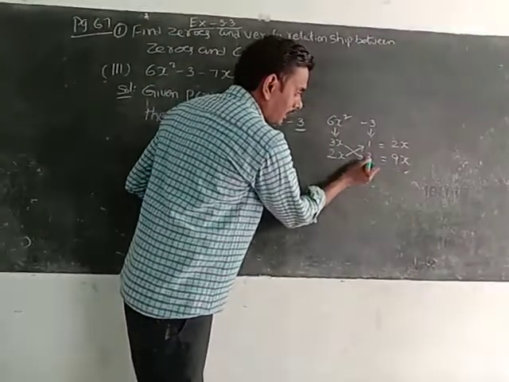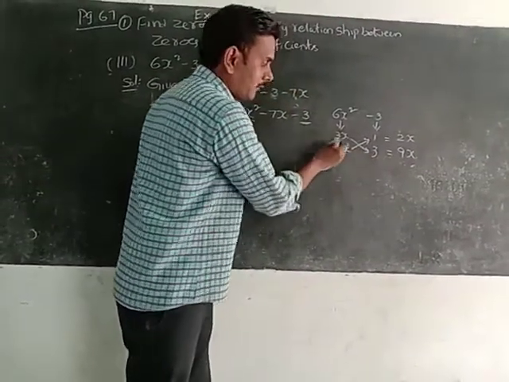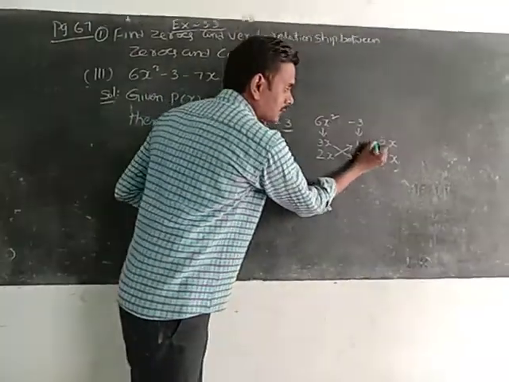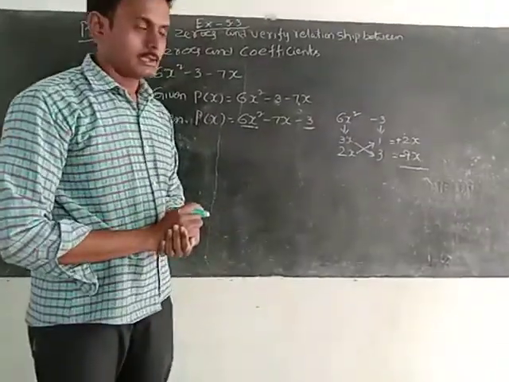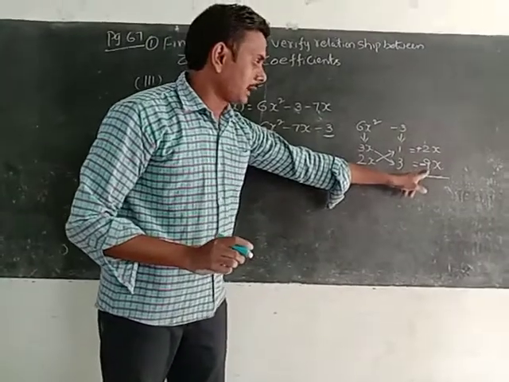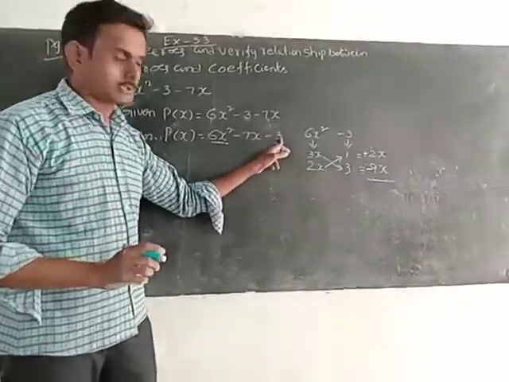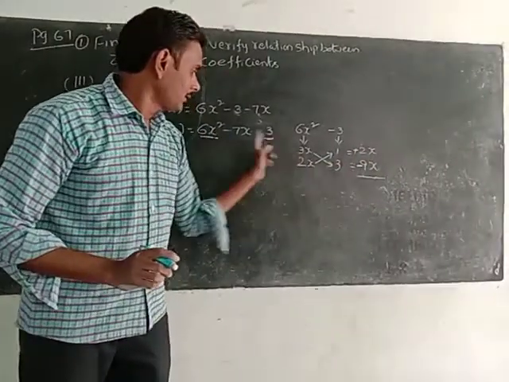That means any one of these two will be minus. That means this one I will take minus. This should be minus. Okay, now if you multiply these two, we will get 18x squared. 6 threes are 18x squared. By subtracting we will get minus 7x.